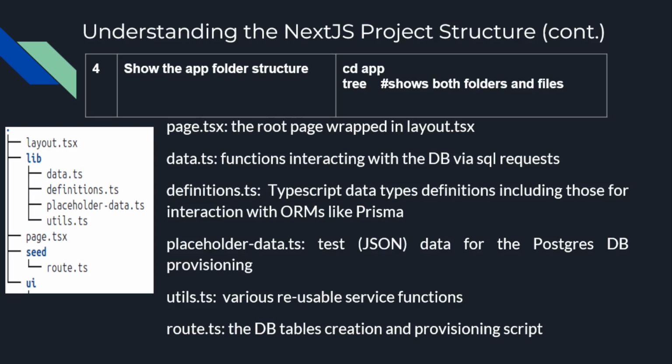Okay, let's have a look at the app folder structure. So we change to the app directory and see both folders and files with just the tree command without any flags. So please pay your attention and remember these two files, page.tsx and layout.tsx, because they are actually the root page. Page.tsx is the root page wrapped in layout.tsx. It's layout.tsx.